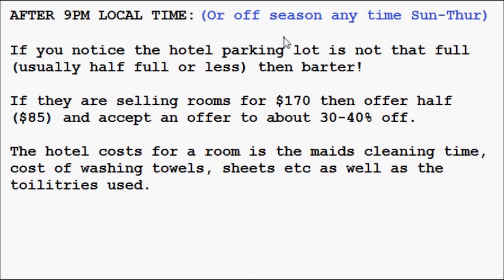The hotel cost for a room is the maid's cleaning time, cost of washing towels and sheets, etc., as well as the toiletries that are used, and that's basically about it. If you plan on going to a place that has a hotel room in a time frame where it looks extremely logical that it's not going to be filled, which is like off season, usually, I mean, we're now going into the summer, so if it's a Saturday night sometime in the middle of July, then it might be busy. But if you're talking about the middle of February or almost any Sunday or Monday, then maybe don't even make a reservation and just go to the hotel and then barter again. And that can ensure that you get a cheaper rate.